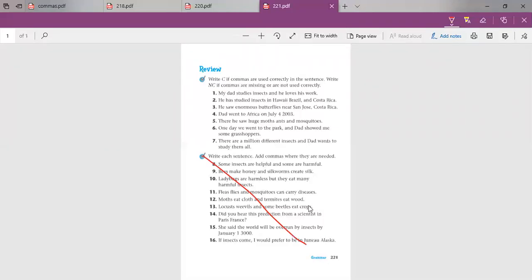Let's see. Again, we have sentences 1 to 7 to add the comma. If there is no mistake in it, then I'm going to write C. But if there is no comma in it, this means the sentence is wrong and we have to add a comma. Sentence number 1. My dad studies insects and he loves his work. I'm joining 2 sentences. I must put a comma before and.